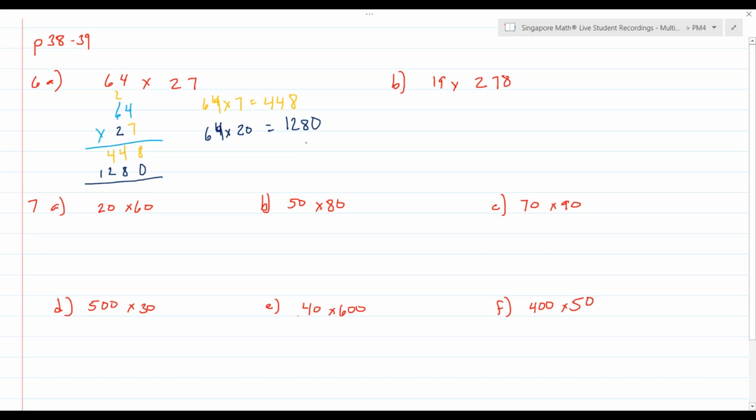And so now I'm going to combine those. 64 times 7 and 64 times 20, when I combine them, has an answer of 1,728. And so 64 times 27 is exactly that, 1,728. And you can multiply it vertically to get that answer. What about 278 times 19?